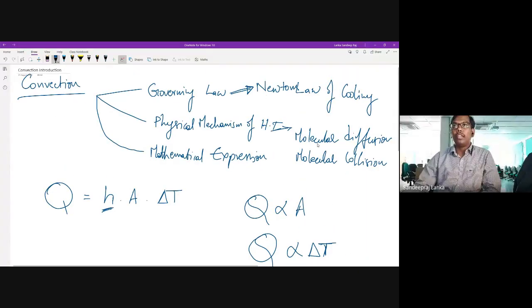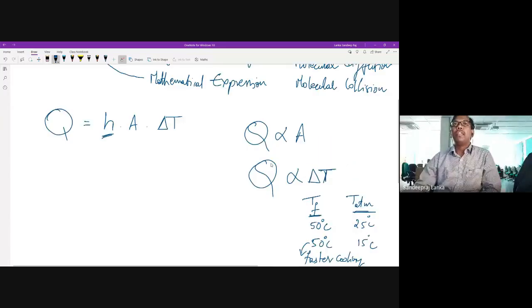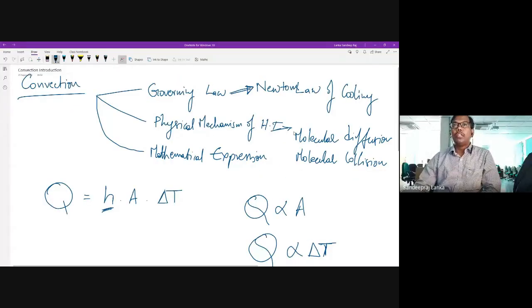Newton's law of cooling is the governing law here. This is the mathematical expression. How did you get this mathematical expression? Using this discussion, using this principle, you got it. Coming to the physical mechanism of heat transfer: the physical mechanism is molecular diffusion and molecular collision, like in the case of fluids for your conduction, same is the story here.